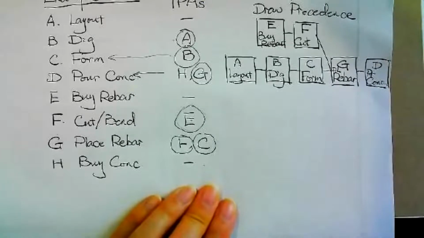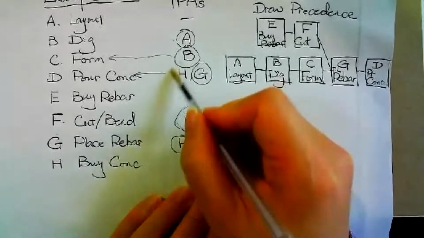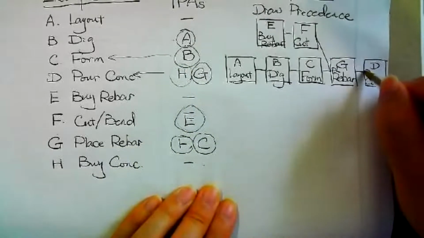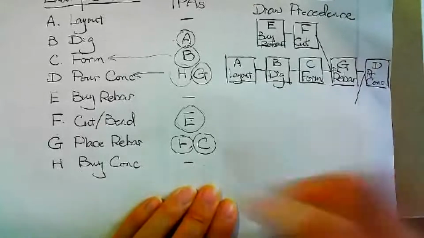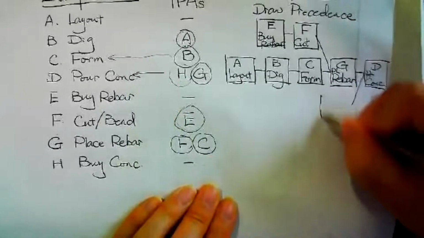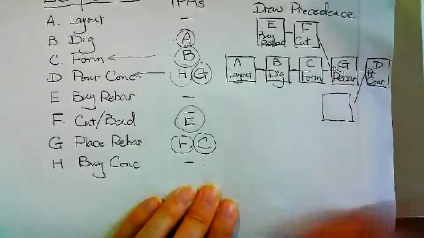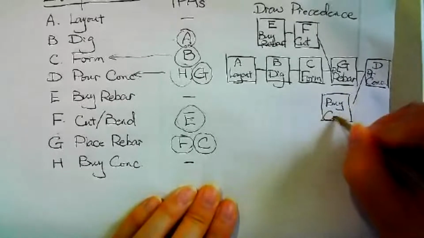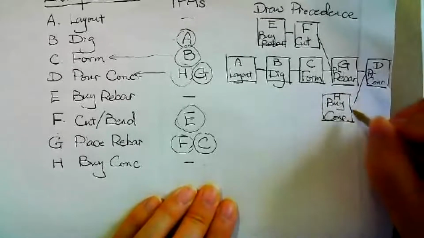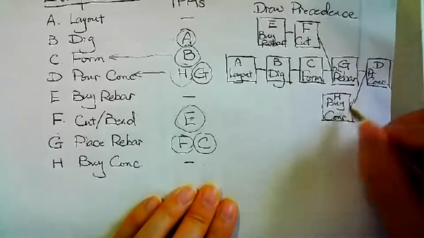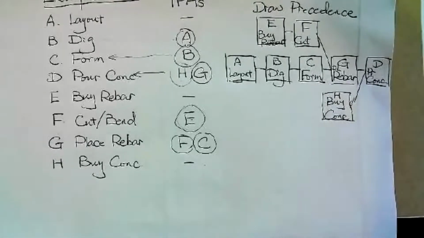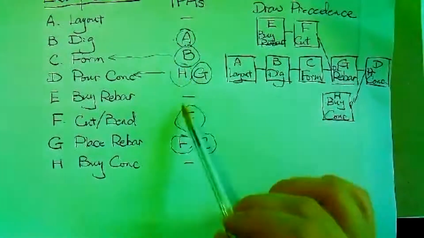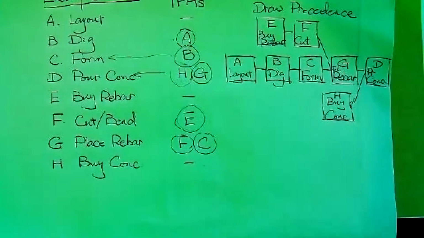Pour concrete is D. But again, there is another one. That means we need to trace back again. There's another branch of D, which is H. H is what? H is over here, buy concrete. This is H. H is a procurement, so that's the end of that branch. Okay, so you have already traced everyone, then it's done.